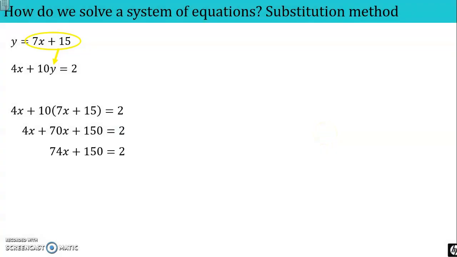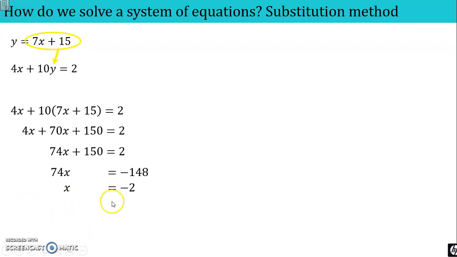Combine like terms and you get 74x plus 150 equals 2. Subtract 150, divide by 74, and we get the value of our first variable. x is equal to -2. From here, it's the same as what we did with the elimination method. Once you know one variable, you just plug that into either equation to solve for the other variable.